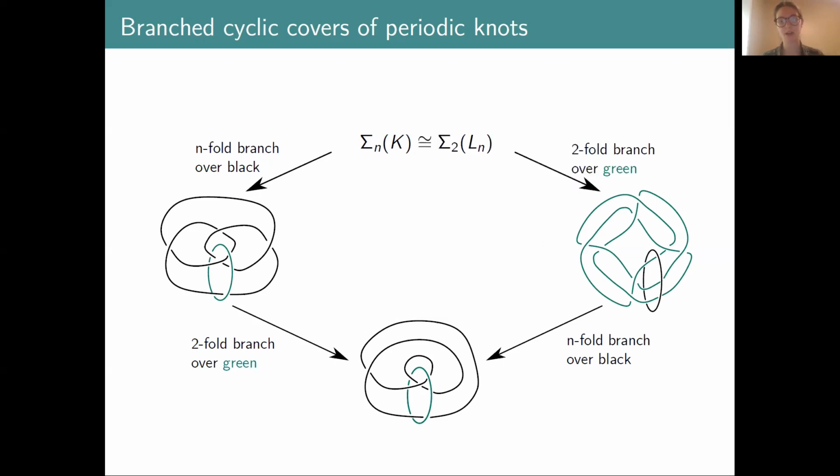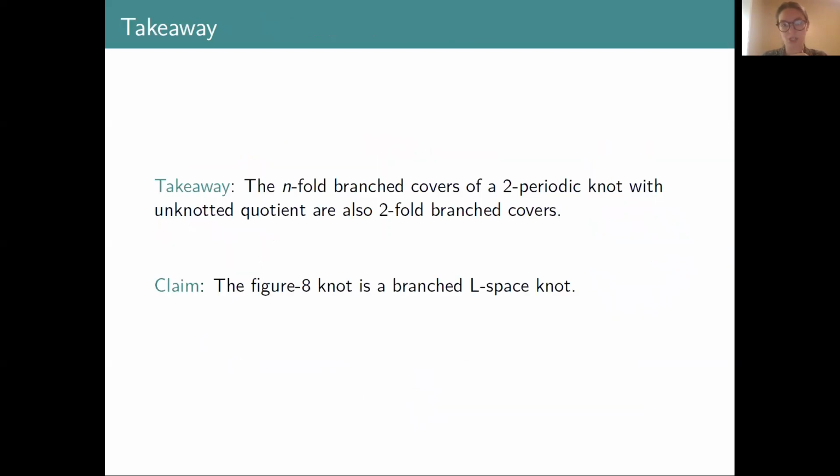And finally, I want a 2-fold branch over the green. And the statement is that I get the same thing as if I'd gone up the left-hand side of the diagram. Okay, so what have we just done? We've just shown that the n-fold branch covers of a 2-periodic knot, it was important that the quotient knot was unknotted, but when that happens, those manifolds are also 2-fold branch covers of some other link in S3. And what I claim is that this shows that the figure 8 knot is a branched L space knot. So these knots, all of whose branch cyclic covers are L spaces.